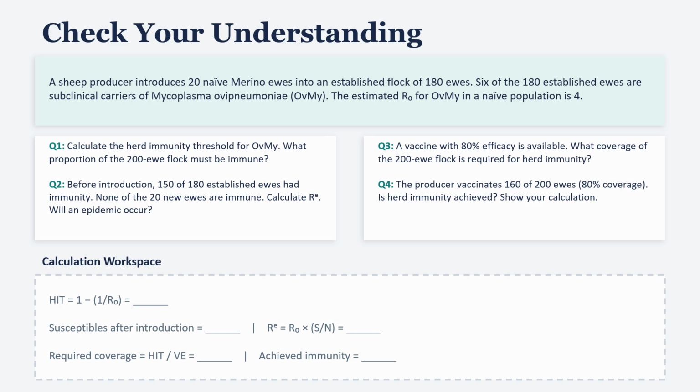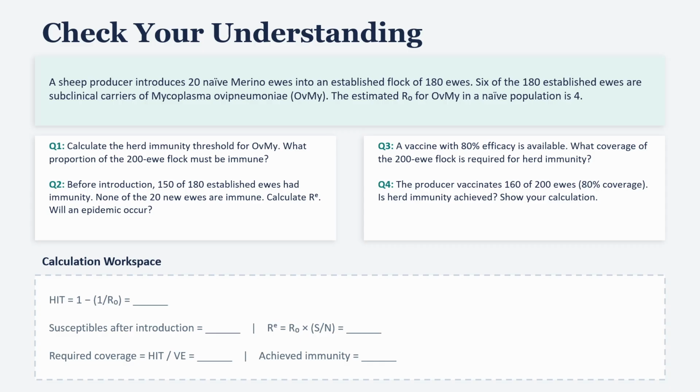Question 3. Required vaccination coverage. Required coverage equals HIT divided by VE equals 0.75 divided by 0.8 equals 0.9375 equals 93.75%. Nearly 94% of the 200 ewe flock, or approximately 188 animals, must be vaccinated to achieve herd immunity given an 80% efficacy vaccine.